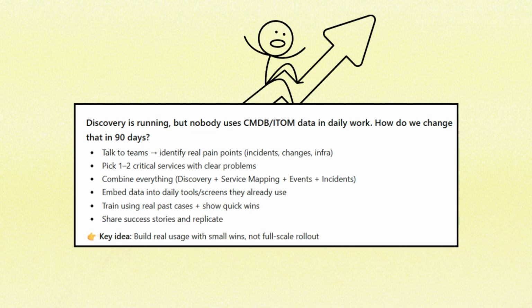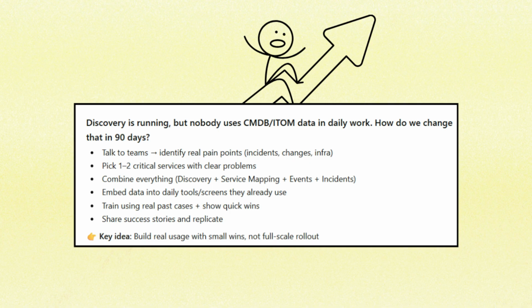If ITOM data is not being used, it means the tool exists, but the habit does not, and there is no value. We are just paying the license, but we are not utilizing the value. So in this case, we treat ITOM like a product. First, we speak with incident, change, infrastructure, and cloud teams to identify their daily pains. Secondly, we select one or two high impact services where these pains are clearly visible and it is unbearable.